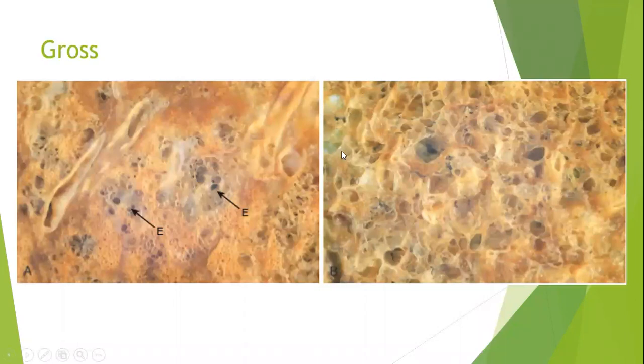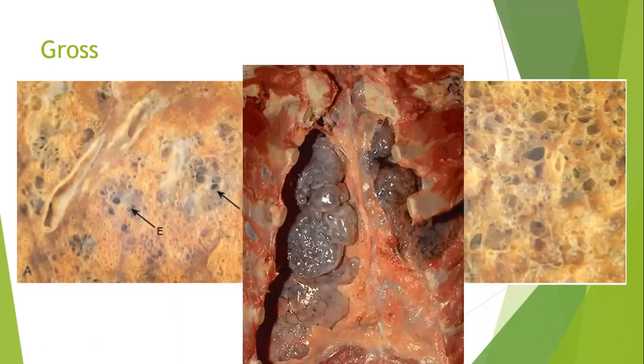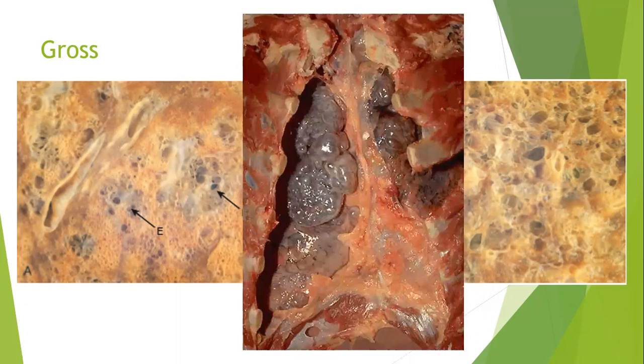This is a gross specimen of an emphysematous lung. You've already seen it. This is centriacinar and panacinar emphysema. This is an autopsy case of a patient who passed away due to emphysema, and you can see that there are numerous bullae on the surface of the lung.